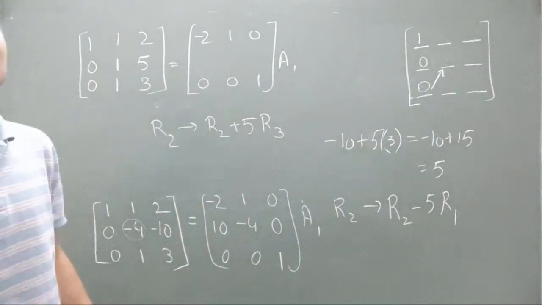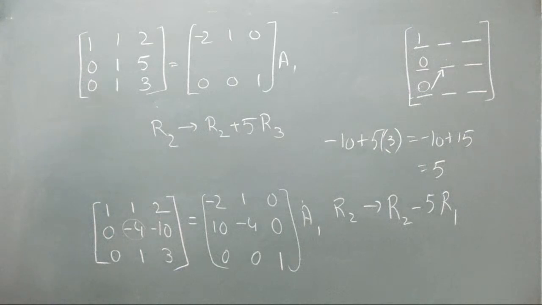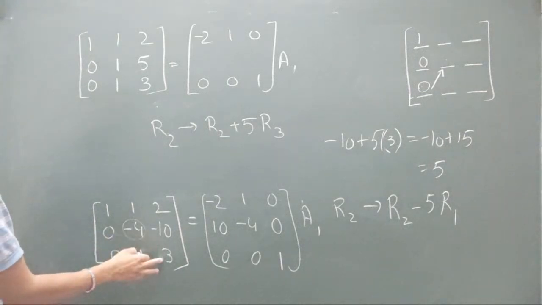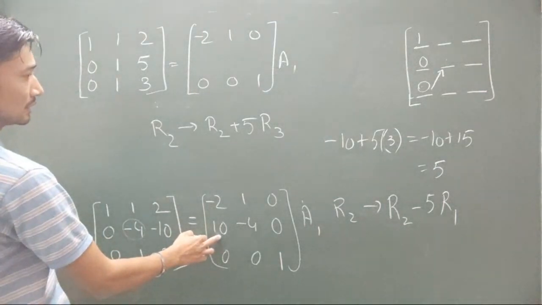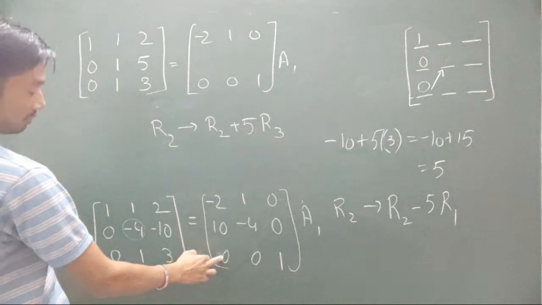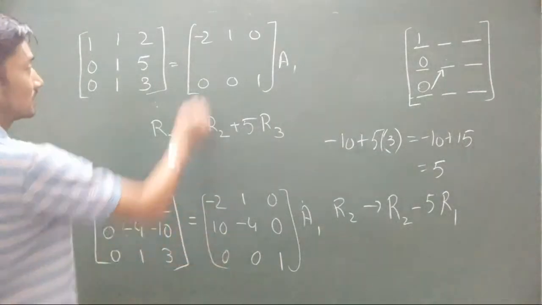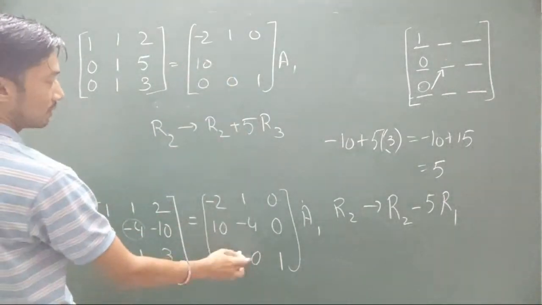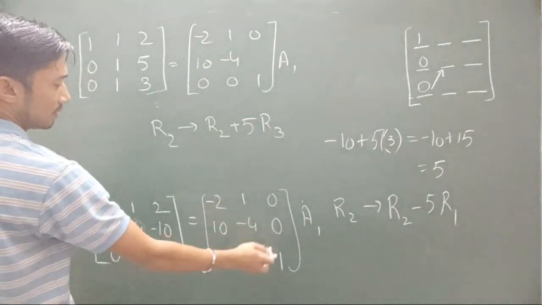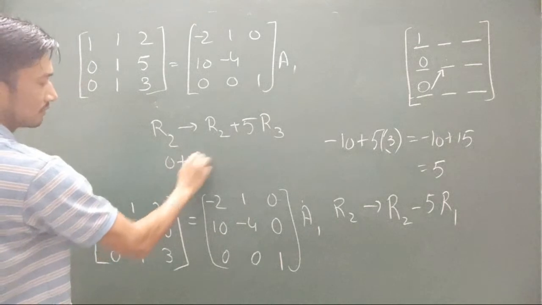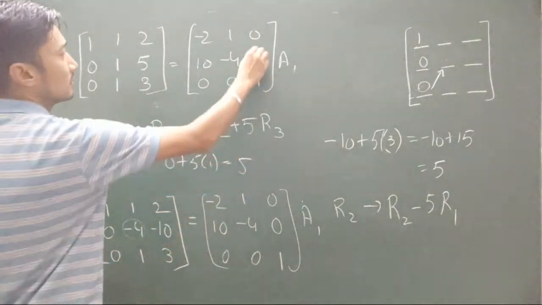Getting a hold of it now, slowly. Let's see: minus 4 plus 5, minus 10 plus 15, no problem. Now again continue with this. So 10 plus 5 times 0, so that's like 10. Minus 4 plus 5 times 0, again minus 4. 0 plus 5 into 1, so that's like 5.